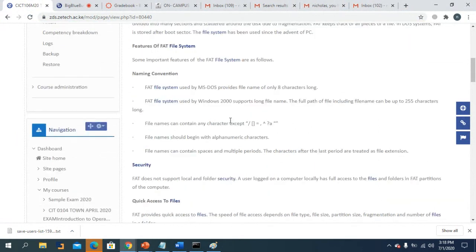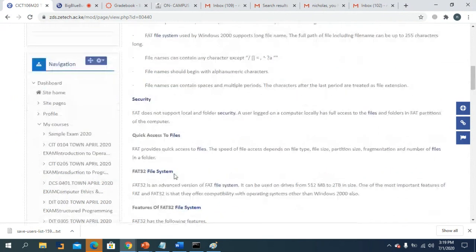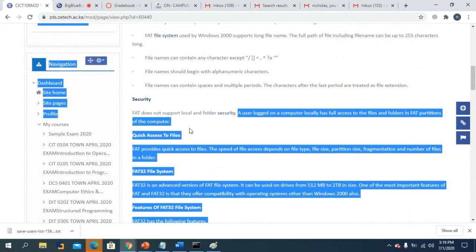If you look at this, we are saying naming convention, provide a file name of 8 characters long. Most of the operating systems that were used then was Windows 2000. So you can see now the generation that we have currently, it is a generation of Linux operating system. In this case, we provided a very inefficient use of access, and that's why we were able to go to the next file system. If you look at security, it does not support local and folder security. So provision of security at folder level was all in vain.